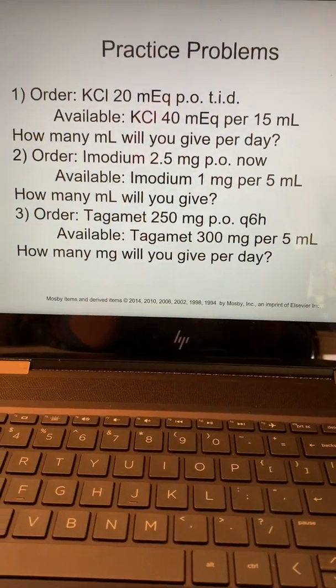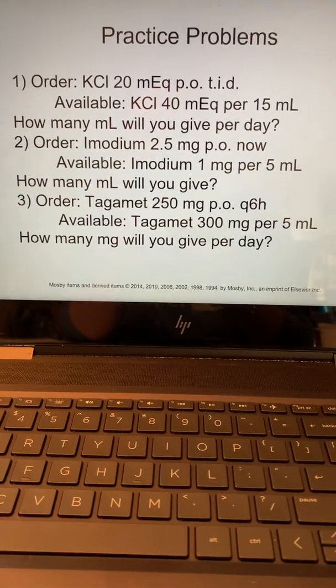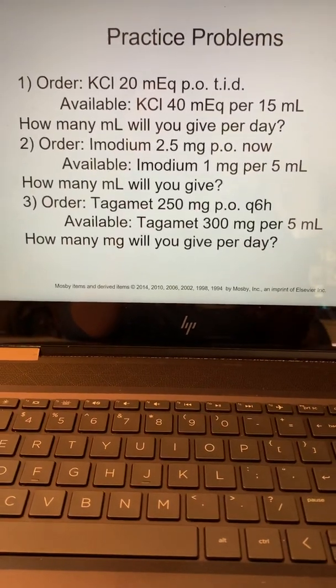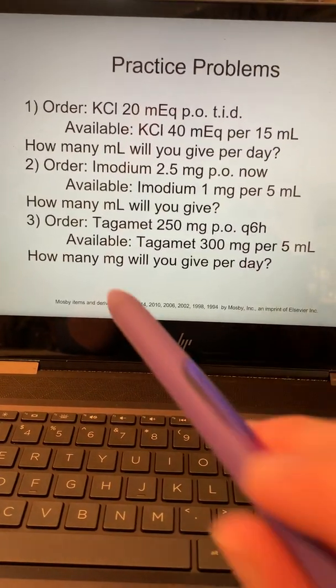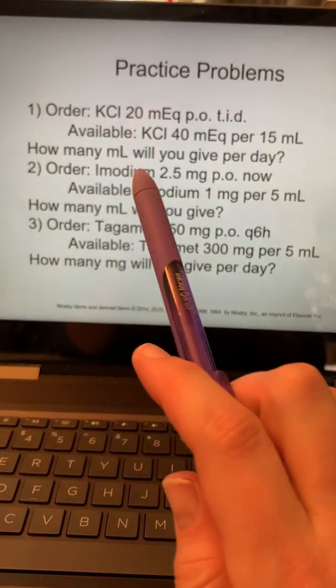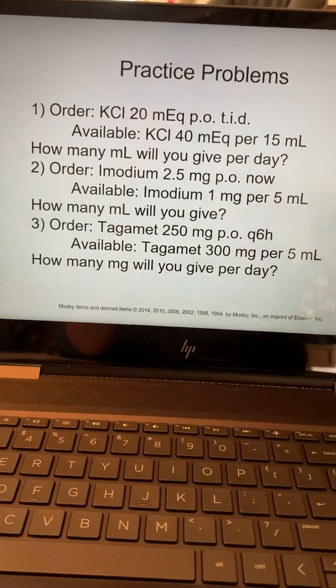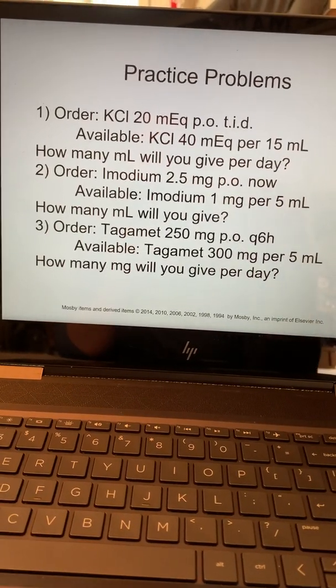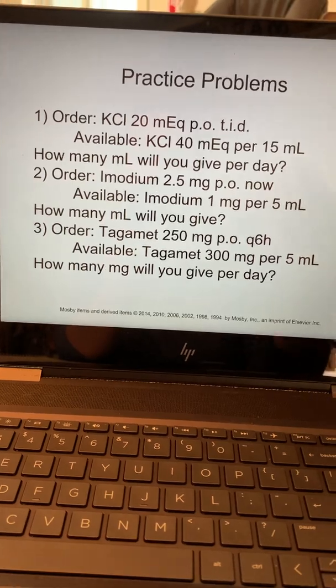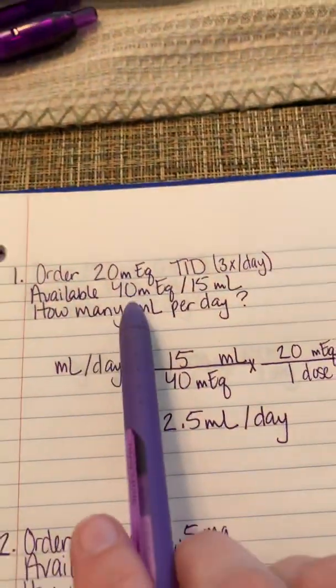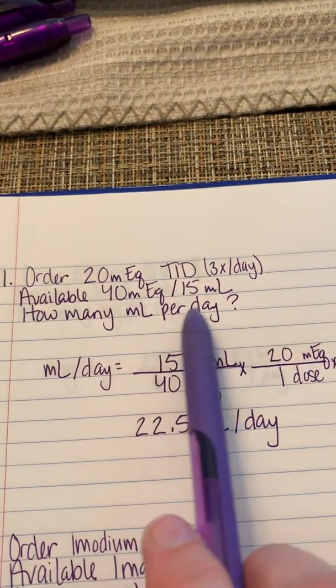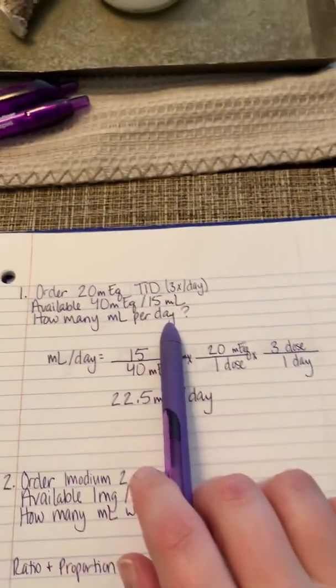Okay, so you guys were working out these practice problems. So let's go over how you would find the answers, okay? So the first one is asking you how many milliliters will you give per day? It's very important to understand exactly what the question is asking you. Otherwise, you probably will not come up with the right answer, okay? So this one, since we want to know how many milliliters per day, we have to use dimensional analysis, okay?